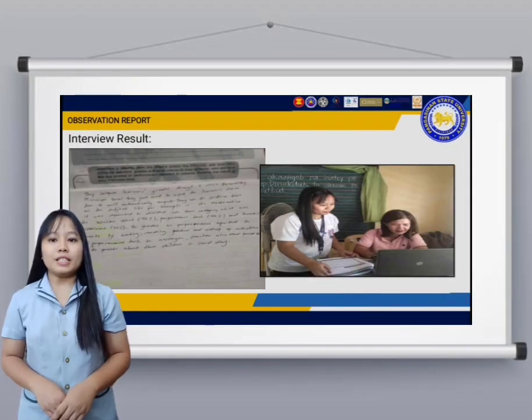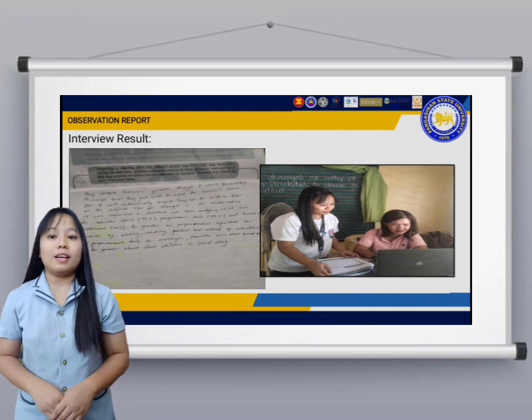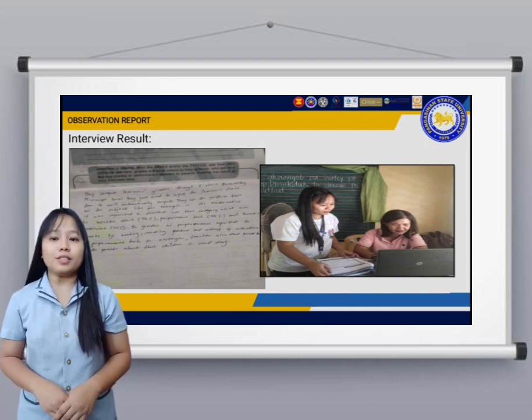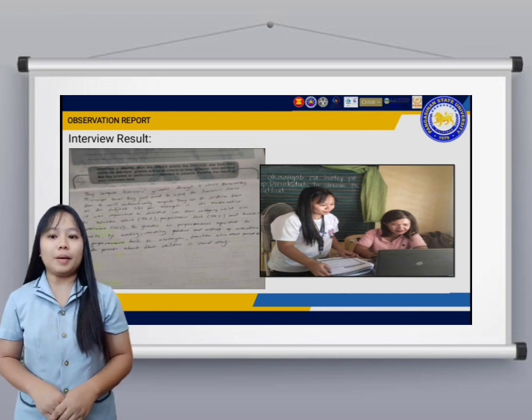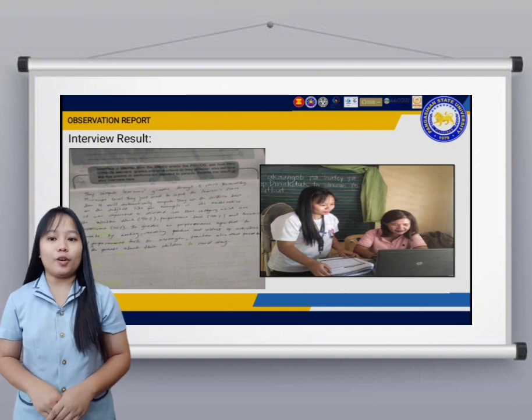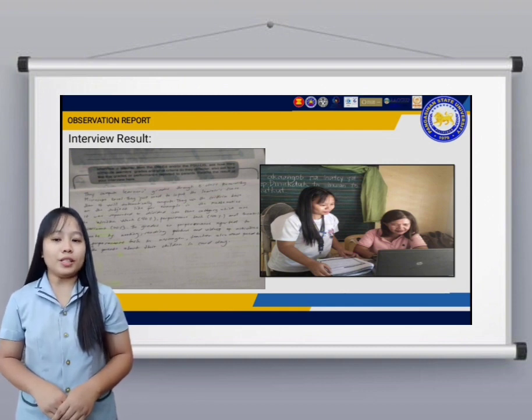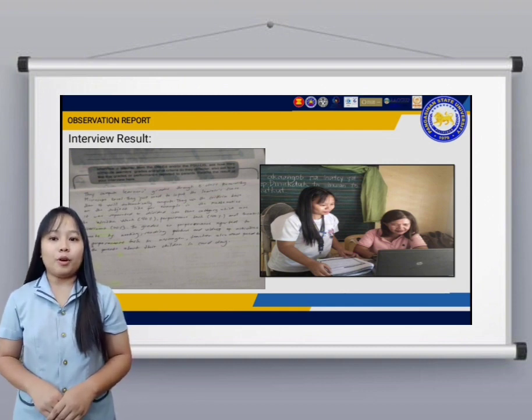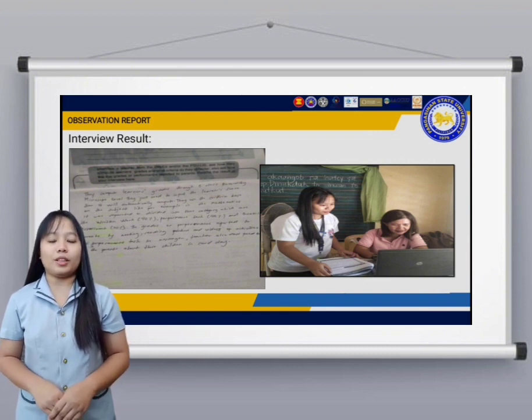They compute learners' grades through an e-class record by Microsoft Excel. They just need to input the learner's scores, then it will automatically compute. They use the criteria based on the subject, like for example in mathematics, it is divided into 3 categories, which are written works, 40%, performance tasks, 40%, and quarterly assessment, 20%.